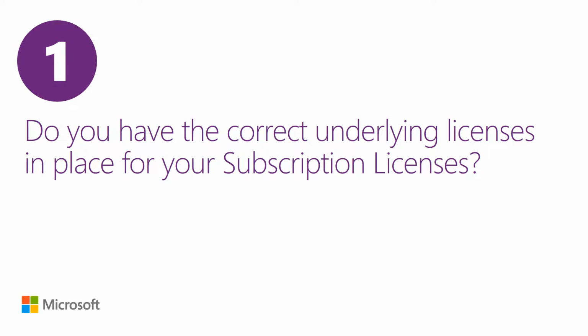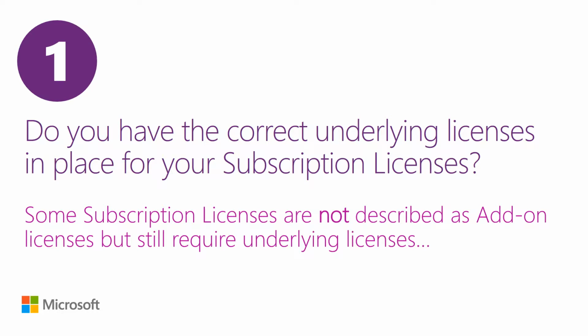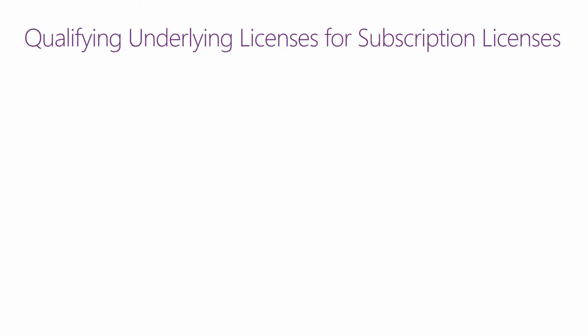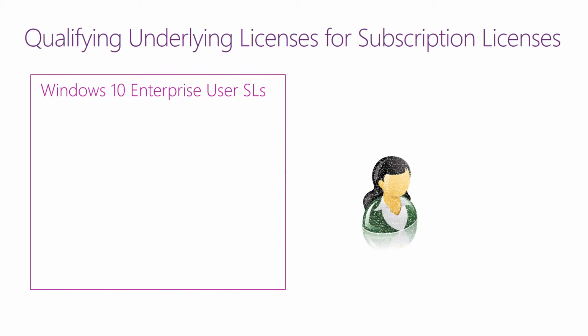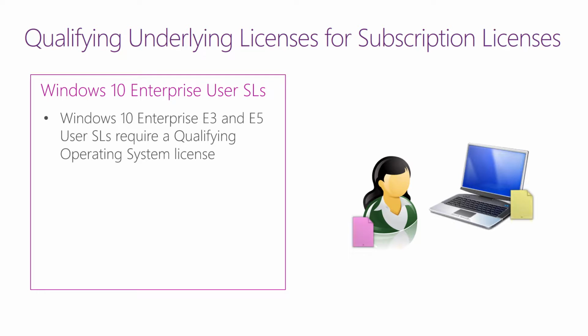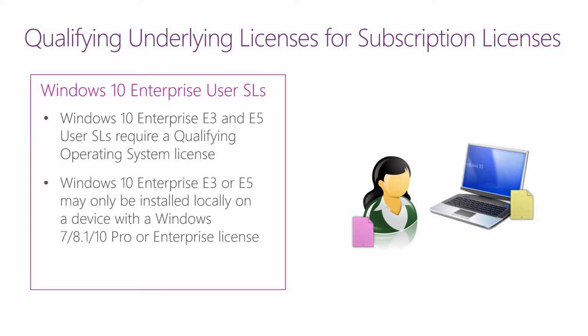However, there's one more thing to consider here, since some subscription licenses are not described as add-on licenses, but they still require underlying licenses. Let's take a look at an example of that. The example I've chosen here are Windows 10 Enterprise user subscription licenses. Now, the E3 and the E5 licenses both require a qualifying operating system license, which means that the operating system may only be installed locally on a device which is already licensed with a Windows 7, 8.1 or 10 Pro or Enterprise license.